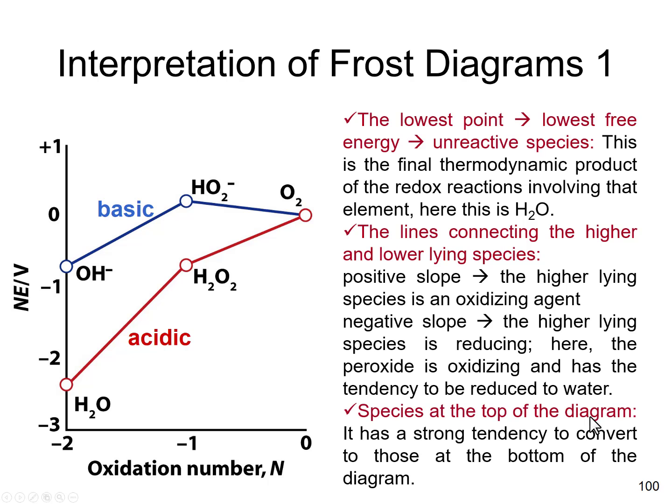And finally, we look at the species at the top of the diagram. In this particular example, again, this is the peroxide anion. These species have a strong tendency to convert to those at the bottom of the diagram, because being at the top, it will be the least stable in this particular case.